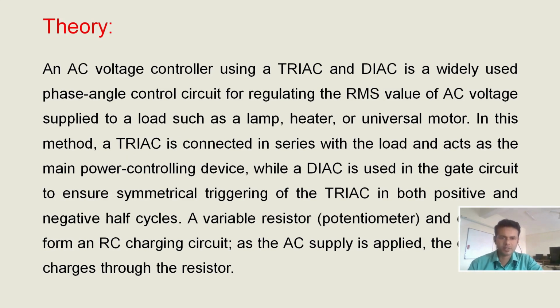Theory: an AC voltage controller using TRIAC and DIAC is widely used in phase angle control circuits for regulating the RMS value of AC voltage supplied to a load such as a lamp, heater or universal motor. In this method, a TRIAC is connected in series with the load and acts as the main power controlling device, while a DIAC is used in the gate circuit to ensure symmetrical triggering of the TRIAC in both the positive and the negative cycle. A variable resistance potentiometer and the RC circuit are charged as the AC supply is applied through these resistors.